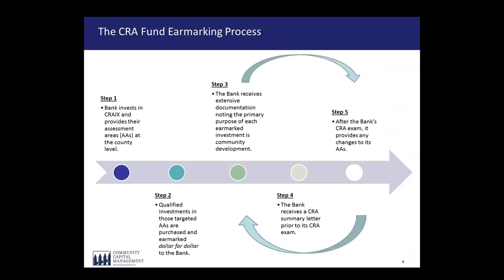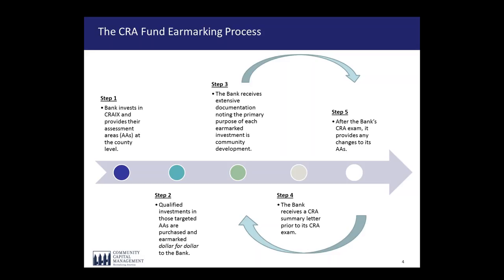One of the most frequently asked questions we get about the fund is how it works from a financial and CRA perspective, and how a bank receives CRA credit for an investment. This slide sums up the answer to that question. Once a bank makes an investment in the fund, the bank then provides us their assessment areas at the county level. We immediately begin looking for CRA qualified investments in those assessment areas, and once purchased, earmark them dollar for dollar on a bank's behalf.